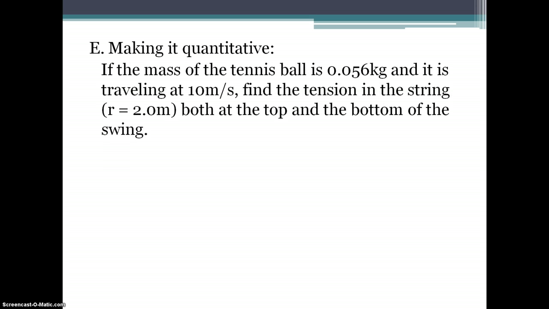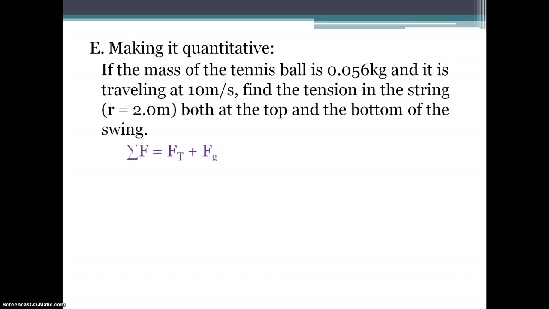So let's finish this off on my last part for this question by making this quantitative. And I'll give you some more practice on quantitative ones. But since I already have an example set up here and we've talked about the net force equation, it makes sense. So in this case, I'm going to go ahead and give you the mass and the velocity of the ball and the radius. So the question is to find the tension at the top and bottom of the swing.